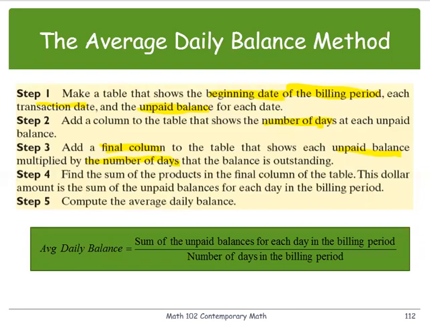Step 4, find the sum of the products in the final column of the table. This dollar amount is the sum of the unpaid balances for each day in the billing period. And the last step, compute the average daily balance by dividing the sum of the unpaid balances for each day by the number of days in the billing period.